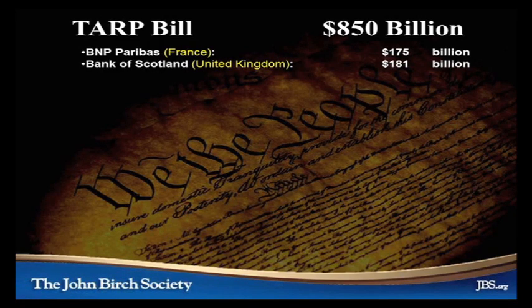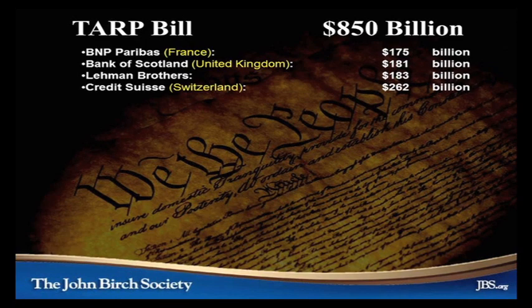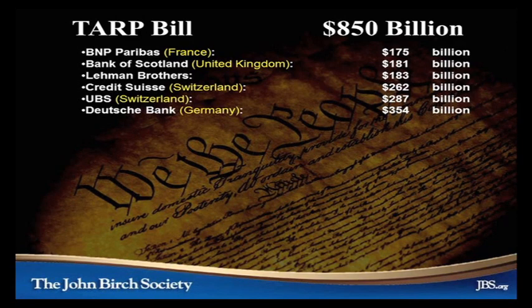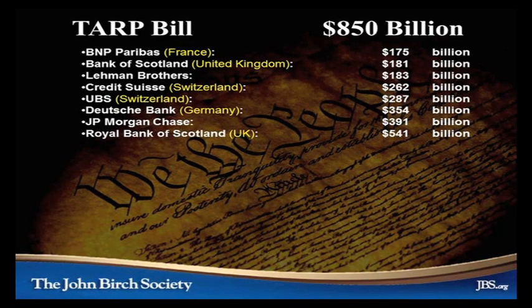And the next one on the list, Bank of Scotland, yet another foreign bank, getting $181 billion. Lehman Brothers, hey, at least they're local, right? $183 billion. Unfortunately, that investment, they still went bankrupt. Good investment there. The next one we find on the list is another foreign bank, $262 billion. Another Switzerland bank, $287 billion. Deutsche Bank in Germany, $354 billion. And JP Morgan Chase getting $391 billion. If your math is quick, you're starting to notice we're already running out of money, but they keep going. Royal Bank of Scotland gets $541 billion.